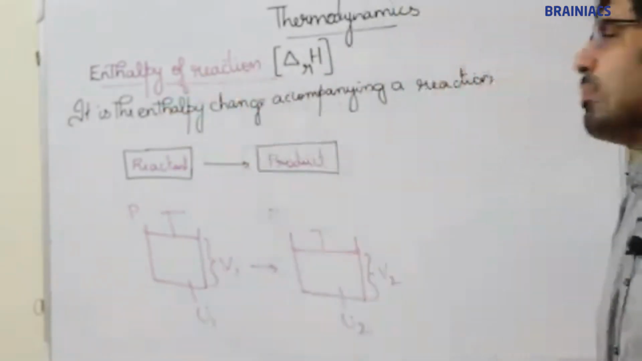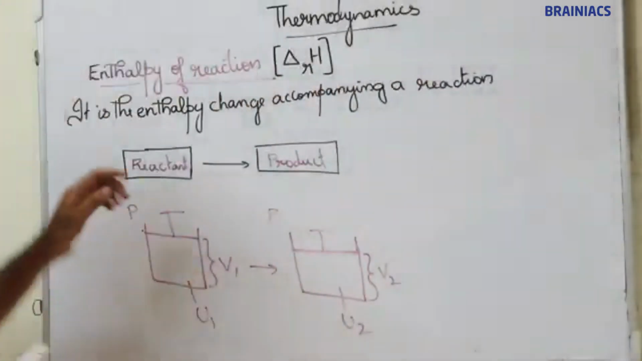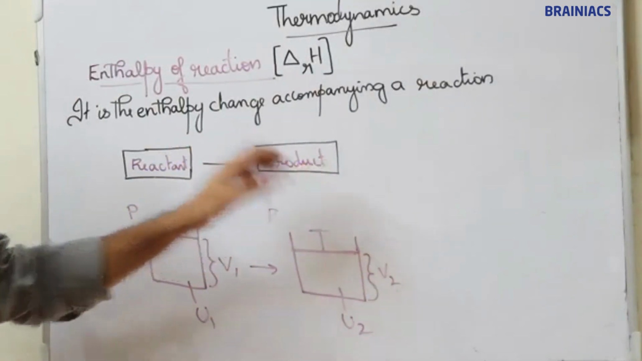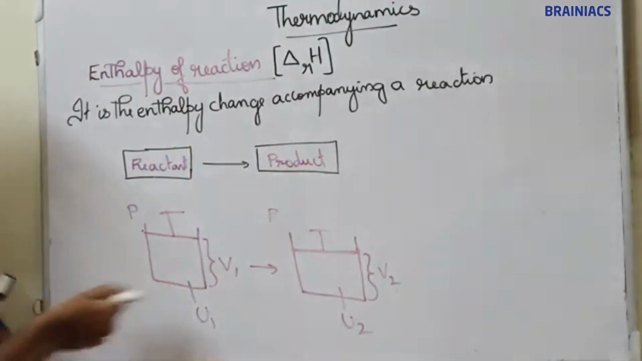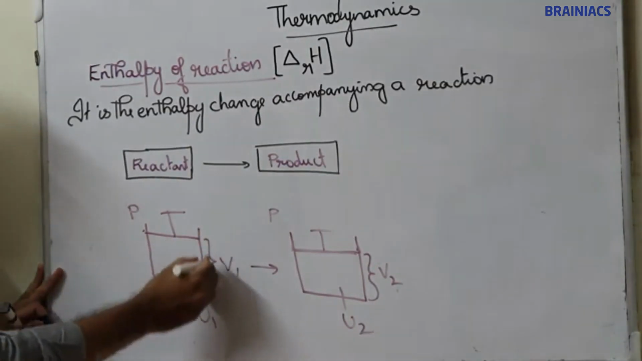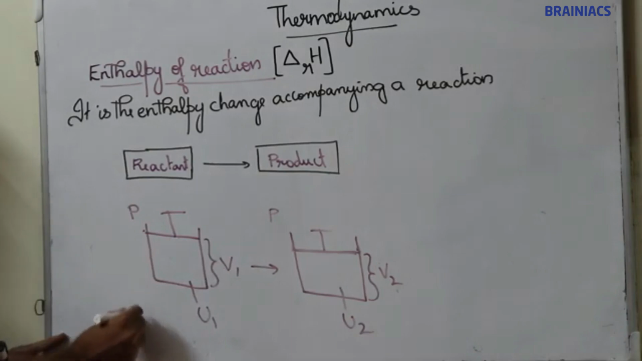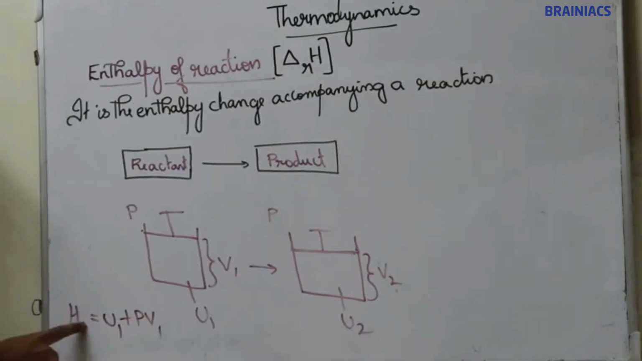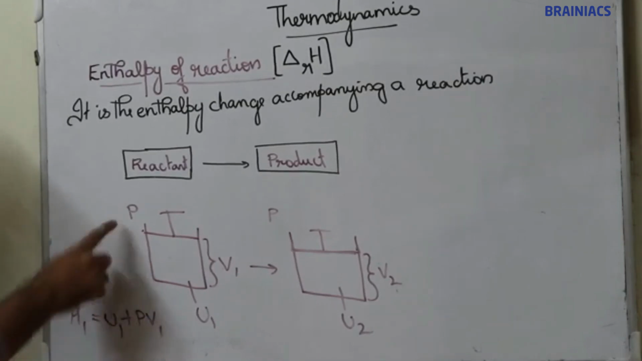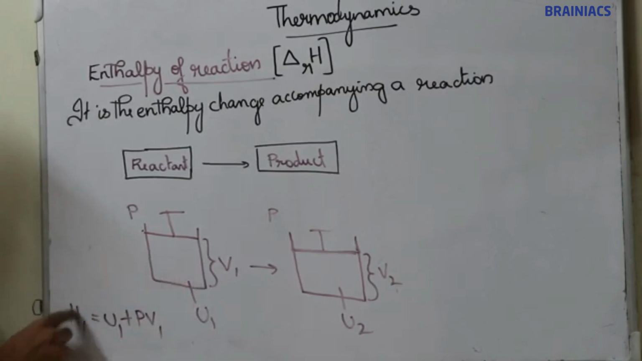Now, what is the enthalpy of reaction? When a reaction proceeds, that is, when a reactant converts to product, consider a system having U1 internal energy and volume V1. Let P be the pressure. So, U1 plus PV1 is equal to H1, right? Enthalpy is the sum of internal energy and pressure volume energy.